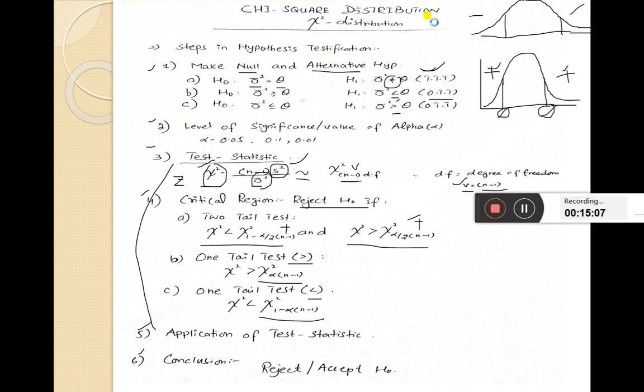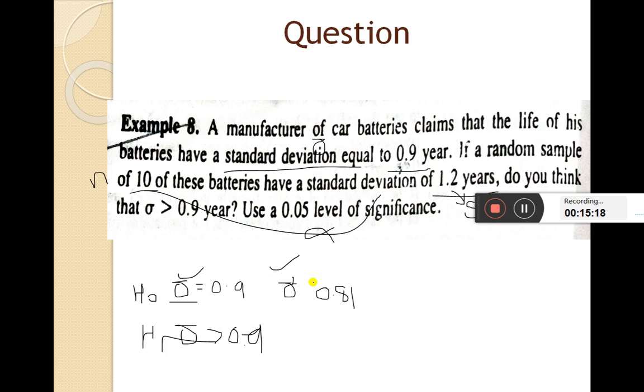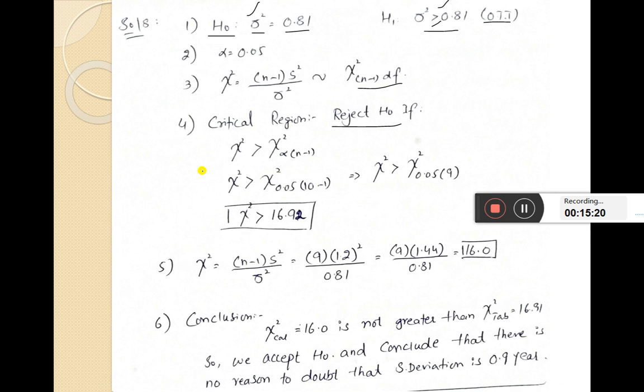Now if you notice, as I told you, if you have a one tail test, here it is, and a one tail test for greater than, then you have to use this condition: chi square greater than chi square alpha, n minus 1. Now look here, I have applied this condition: chi square greater than chi square alpha, n minus 1.